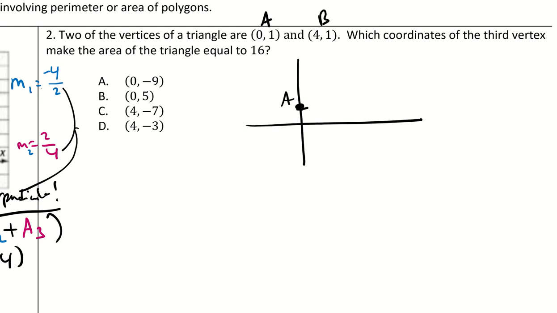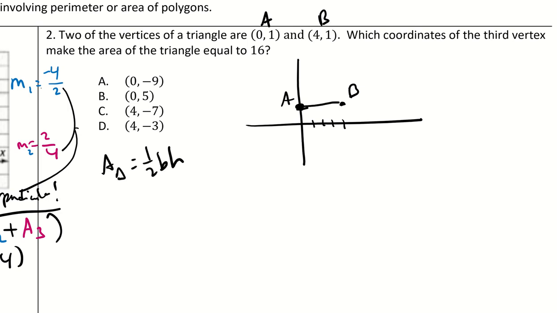We'll call this point B. So we got 0, 1, we got 1, 2, 3, 4, and then we got 1. Okay, so that's B. And we want to figure out where the third vertex is going to be, so we don't know where it is yet.